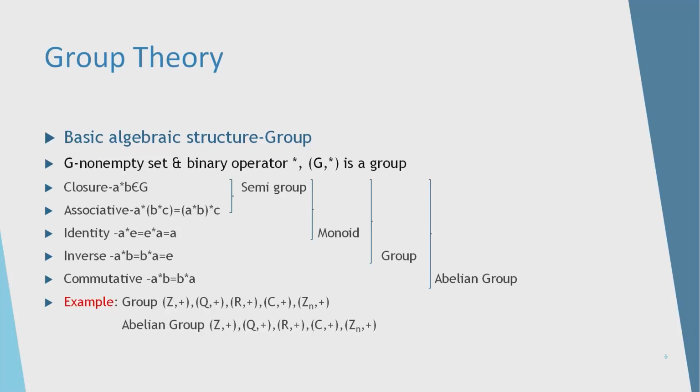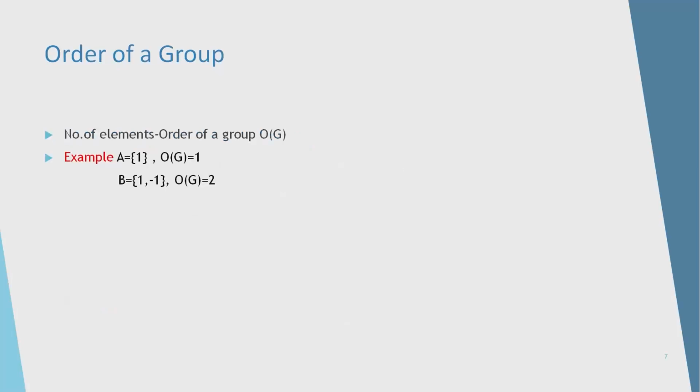Examples for an abelian group and group are integers with addition, then rational numbers with addition, real numbers, complex numbers along with addition, then Zn with addition. They form a group as well as an abelian group.